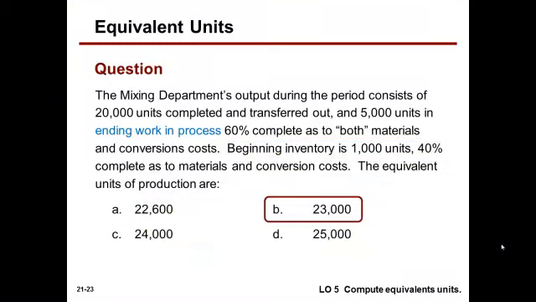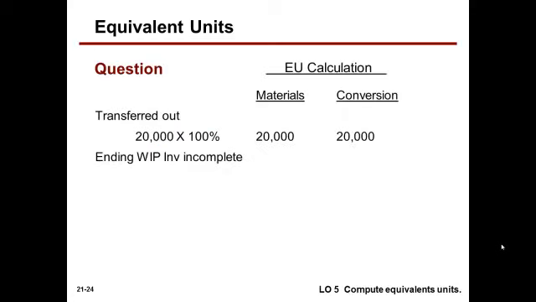The answer is 23,000 equivalent units during the current month. Let's review that calculation. The most straightforward calculation is that which is transferred out, 20,000 units complete. They're fully complete with respect to materials, fully complete with respect to conversion. That's what makes them complete and able to be transferred out to the next department. The ending work in process is incomplete.